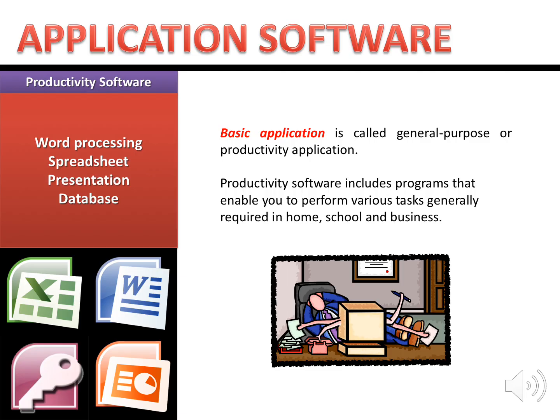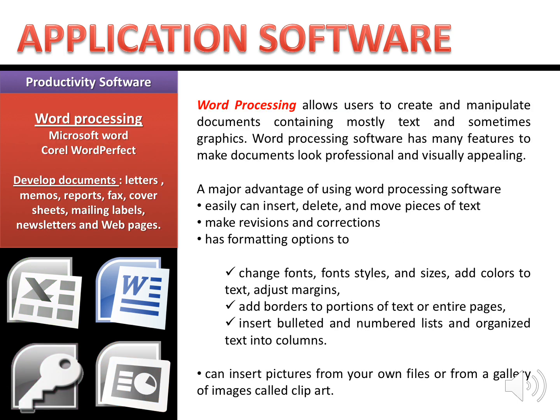Okay, so I go to the next one, which is productivity software, under application software. So what is a basic application? We call it a general purpose or productivity application. There are 4 categories: word processing, spreadsheet, presentation, and database. For our class, we are going to use these 4 kinds of software. So what is the software? The first one is the word processor.